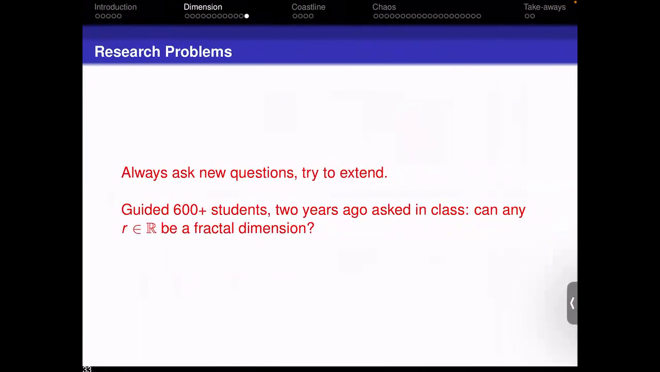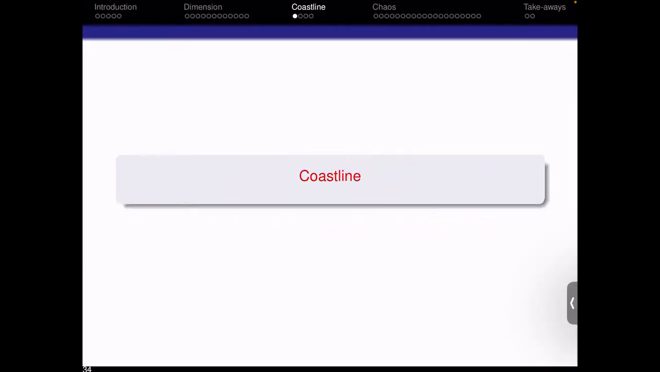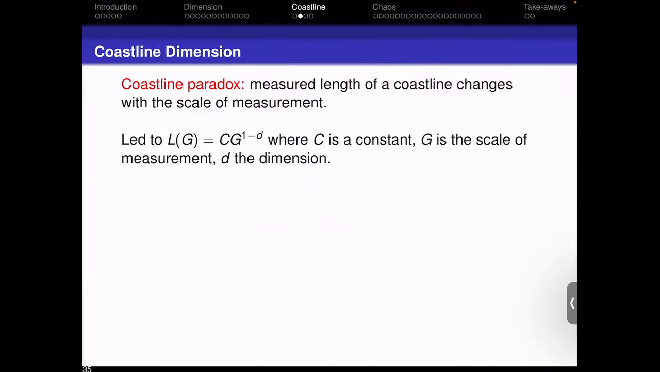All right. So you should always be asking some questions. A couple of years ago, I was teaching this in a senior seminar, and I asked, can you get any positive real number as a dimension? And one of my students was able to come up with a nice construction that, yes, you give me any number, if you love the square root of e divided by pi, we'll find a set that has that as its dimension.